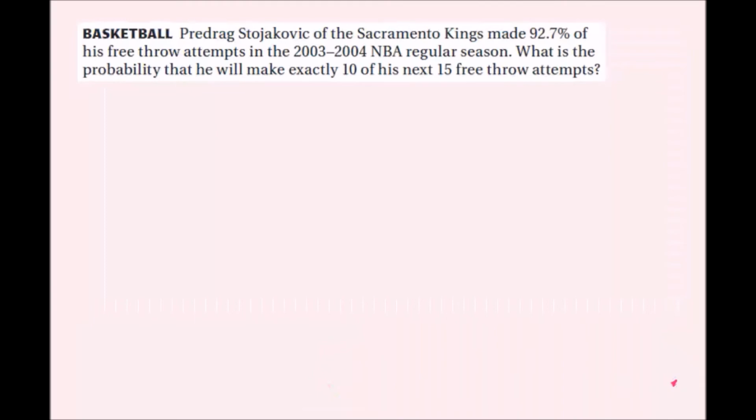I think this problem illustrates this example pretty well. It says this player of the Sacramento Kings made 92.7% of his free throw attempts in the 2003-2004 NBA regular season. What's the probability that he'll make exactly 10 of his next 15 free throw attempts? So what we care about is the probability where the number of successes is 10. We're going to set that equal to a combination with a number of trials. Number of trials is 15. He's going to take 15 shots. And we care about him getting 10 successes.